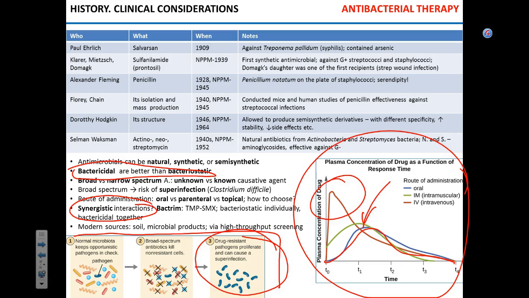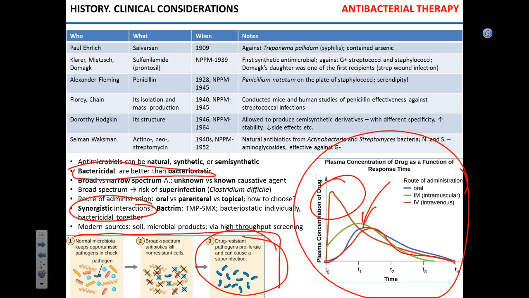Synergistic interactions. We're going to see that exemplified by antibiotics belonging to the class of metabolite inhibitors. Trimethoprim and sulfamethoxazole, when taken individually, are bacteriostatic. When you combine them, the combination, which is called Bactrim, is bactericidal. Does that make sense?